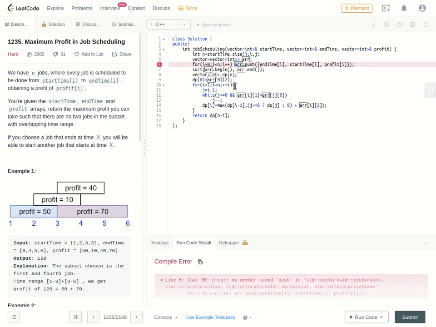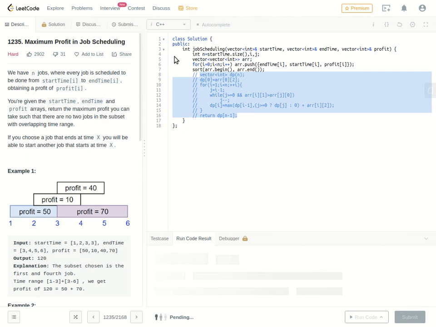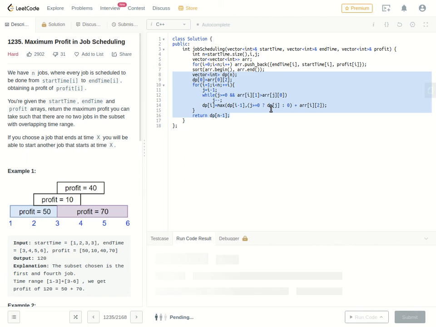Array dot. So let me just try to debug it. It says line 6. For i equal to 0, i less than n, i plus plus. End time of i, start time of i, profit of i. I create a vector of vector int array, and in array, it should be push_back. Remember, push is for queues, and push_back is for arrays. I think this should work now.